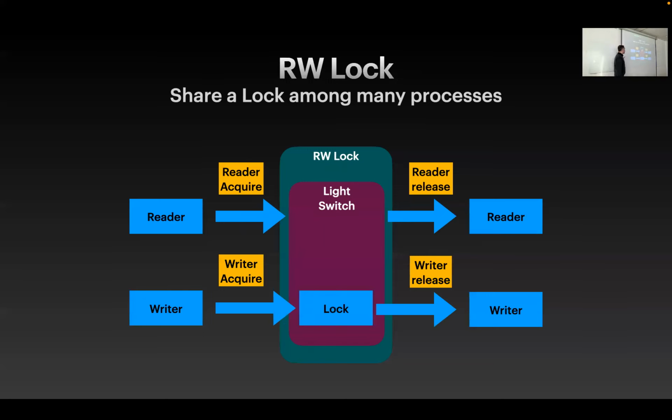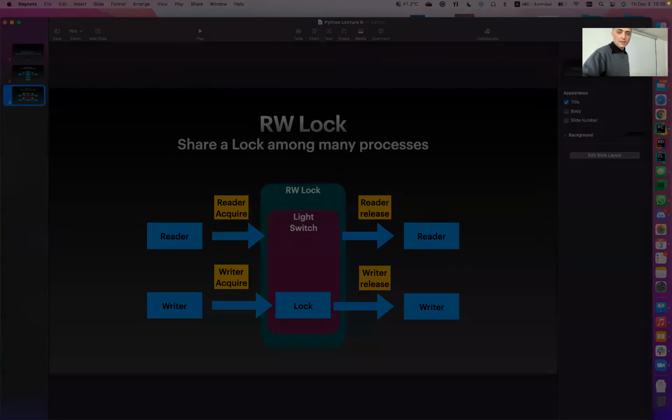So you have two ways to acquire the read-write lock. One is the reader acquire, and one is the writer acquire. The reader acquire interacts with the light switch, while the writer acquire interacts directly with the lock. That's hidden inside my reader-writer lock, and it should basically work. So any questions about the concept? How are we going to implement this? Reader, writer. It might be boring for some of you, but let's see what the implementation looks like.